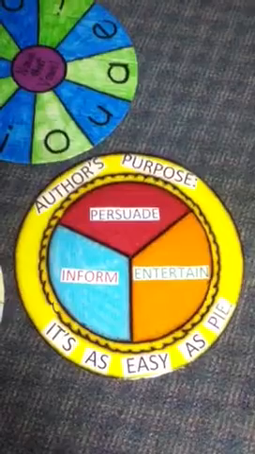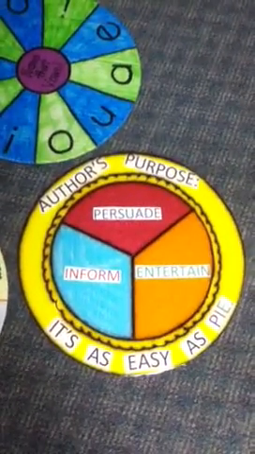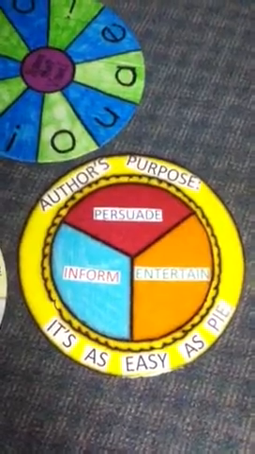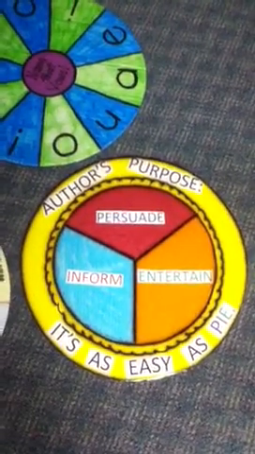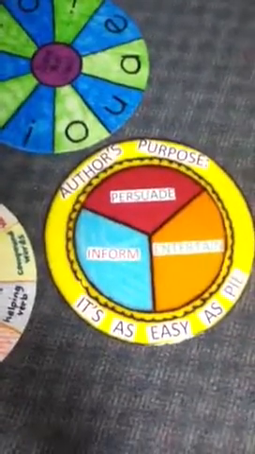The next one has to do with writing, author's purpose. It's as easy as PIE, standing for persuade, inform, and entertain. This is also a good one for the visual spatial learner.